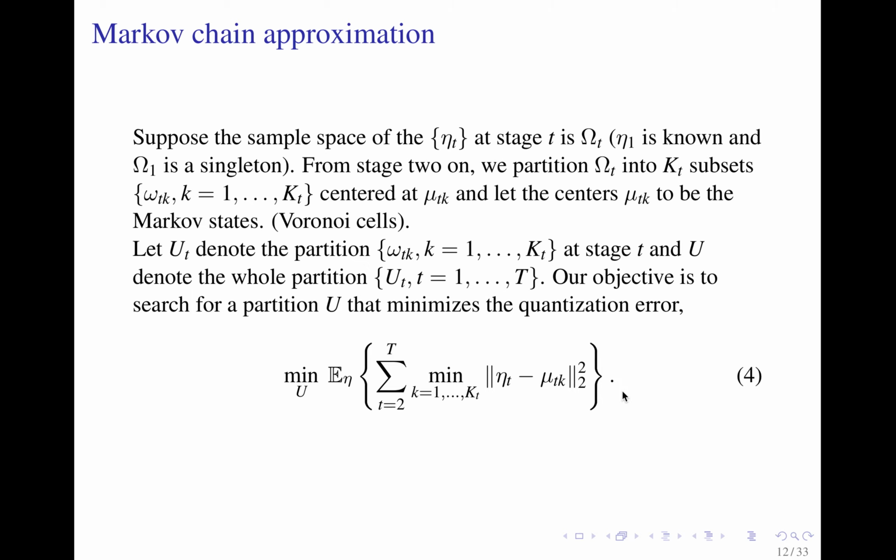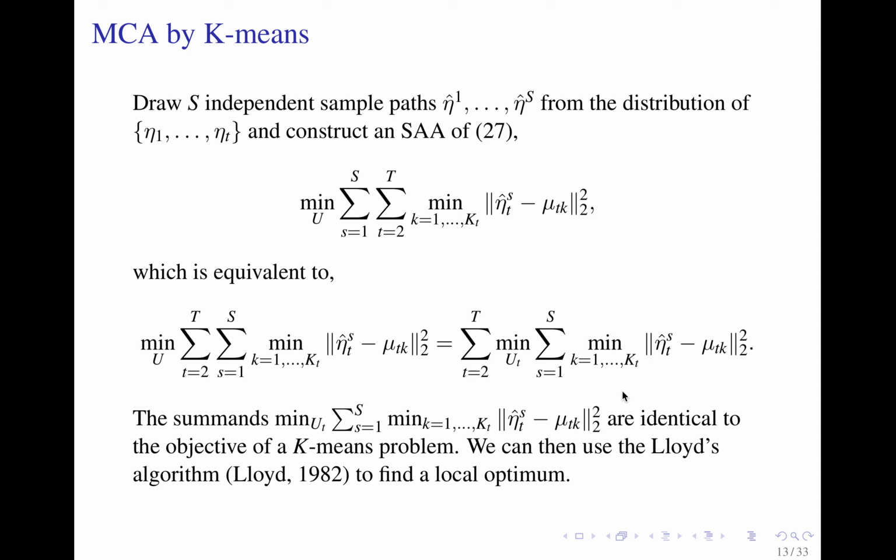So far, MSPPy has two ways to solve this non-convex problem. One approach is to use sample average approximation. So we replace the expectation by this sample average. You can actually find the objective of the SAA problem in each stage is identical to a k-means problem. We can then use Lloyd's algorithm to solve the problem.